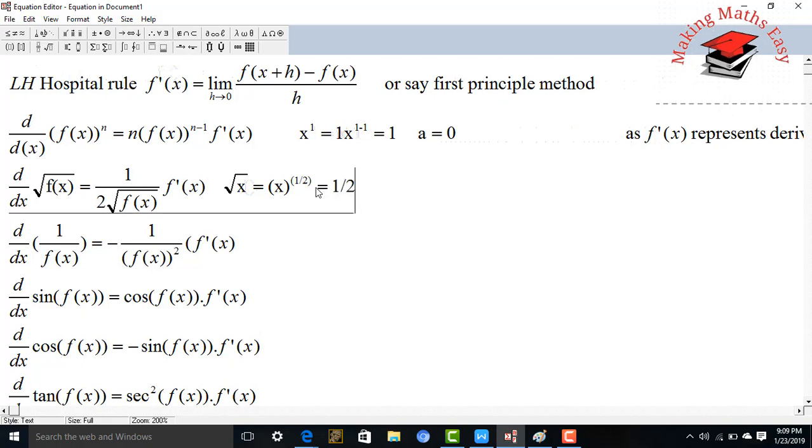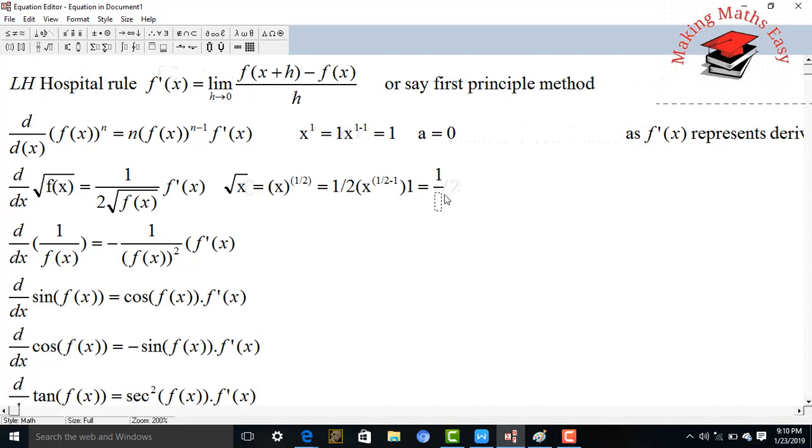So it will be 1 divided by 2 into x raised to 1 by 2 minus 1, as per the formula, and I will close the bracket, into f dash of x. F dash of x represents the derivative of x, and the derivative of x is equal to 1. So we will write 1 into 1, which is equal to 1 by 2, multiplied by, at the denominator put a divide operator, so it will be easy.